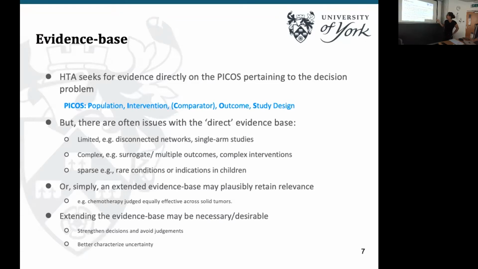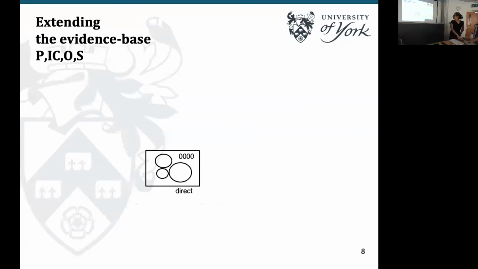In some of these cases, extending the evidence base may be necessary to solve some of the issues listed, but may also be desirable in many of these cases. And this can strengthen decisions, avoid judgment errors, better characterize uncertainty and lead to better decisions.